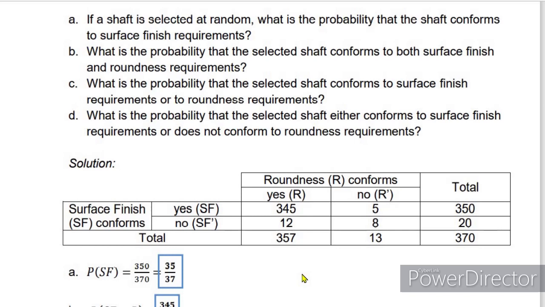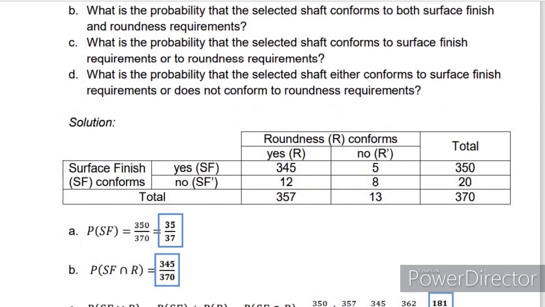Next, letter B. What is the probability that the selected shaft conforms to both surface finish and roundness requirements? So we will find both conformances, meaning the intersection of them. So it is 345. Why? Because under surface finish the number of shafts that conform is 345, and under roundness the number of shafts that conform is also 345. So the intersection is what we are getting here. So 345 over 370, again, because it is the total number of shafts. That is the answer already. You cannot reduce it to lowest terms.